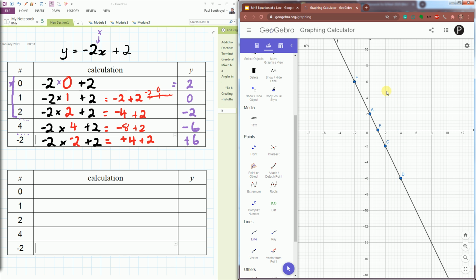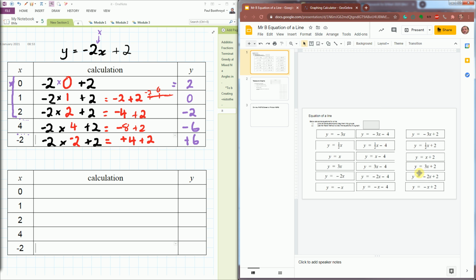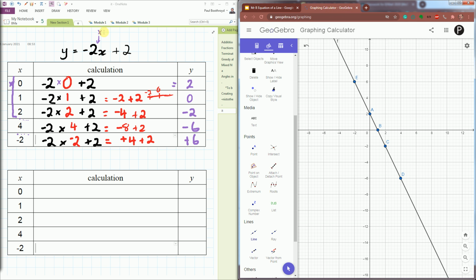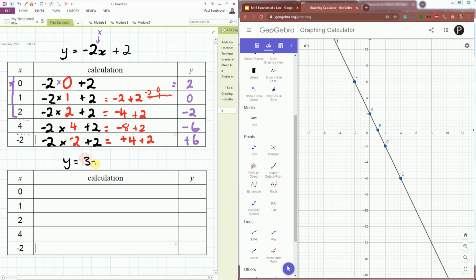On the same graph though, I would like you to do another one from that sort of set. So I'm going to do the 3x plus 2. I'm just going to rack the numbers in for you. I'm not going through the process slowly. Y equals 3x plus 2. So all of these are 3 times x plus 2.